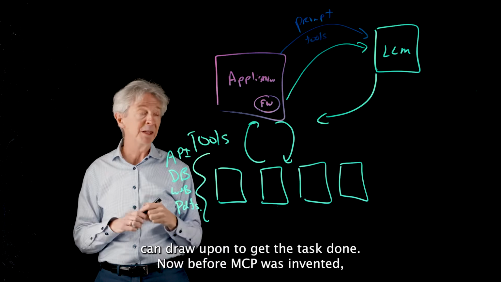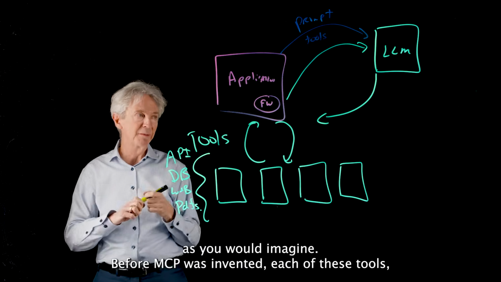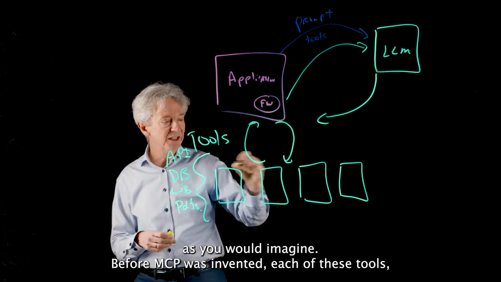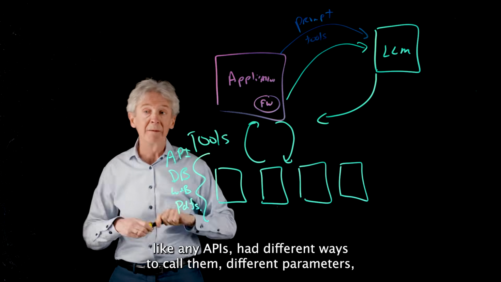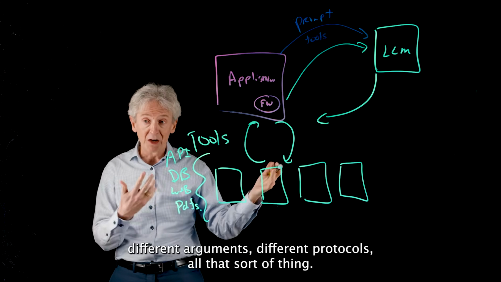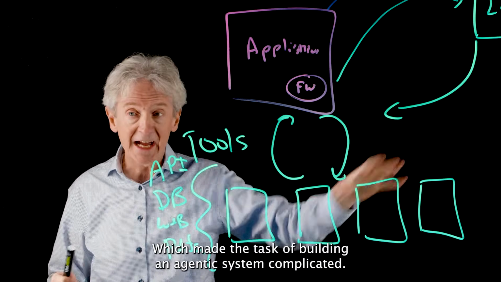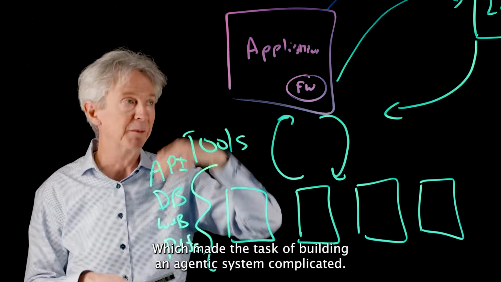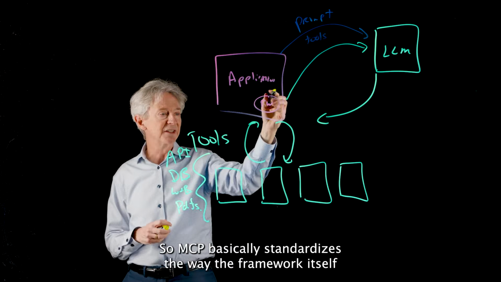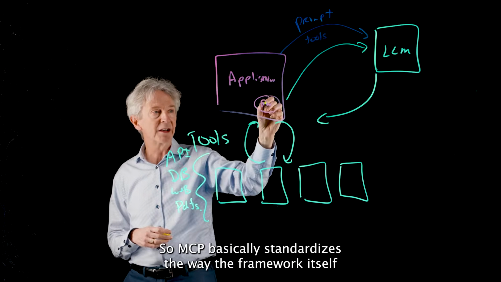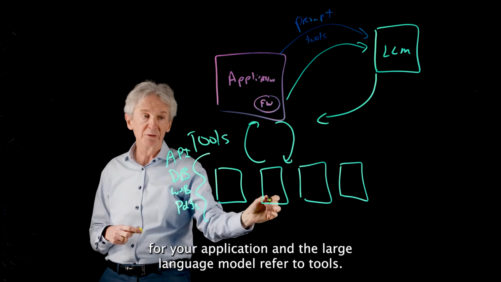Now, before MCP was invented, and this is all in the last couple years, as you would imagine, each of these tools, like any APIs, had different ways to call them, different parameters, different arguments, different protocols, all that sort of thing, which made the task of building an agentic system complicated. So MCP basically standardizes the way the framework itself or your application and the large language model refer to tools.